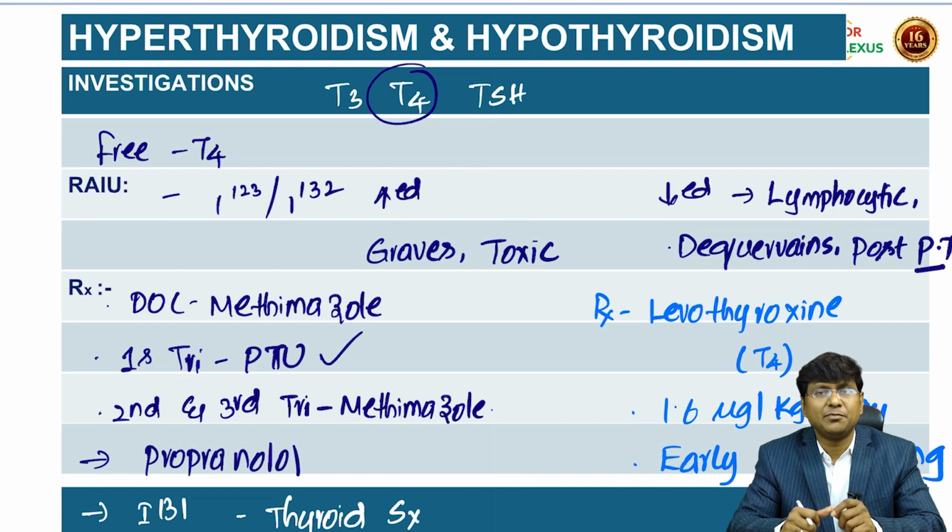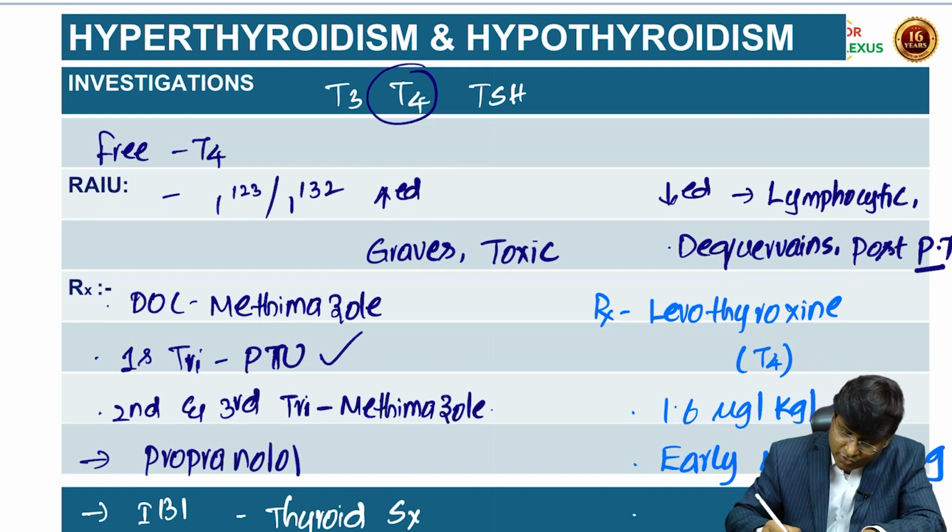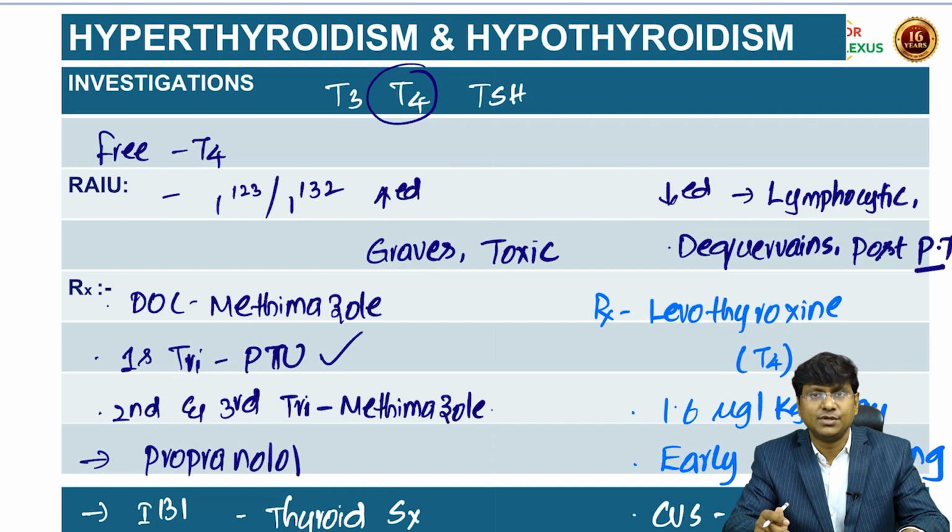Why do we give it in the early morning fasting state? Because food will inhibit the absorption of thyroxine. And not only that, in those individuals with cardiovascular abnormality, you need to start with a low dose. For example, if the patient has underlying coronary artery disease, you need to start with a low dose of levothyroxine.